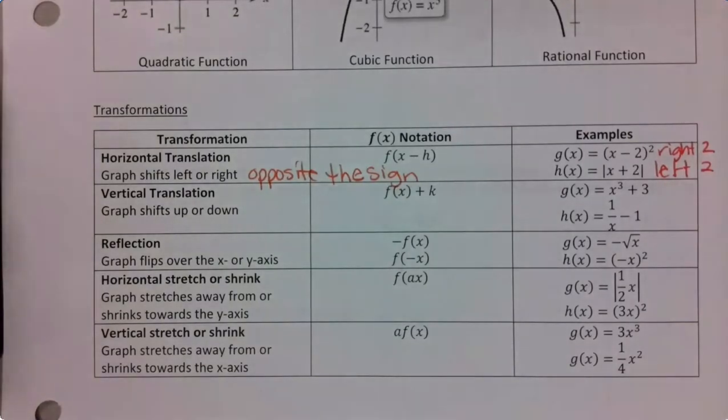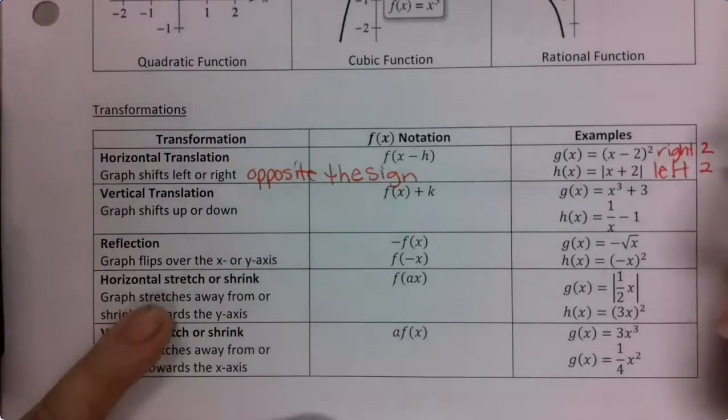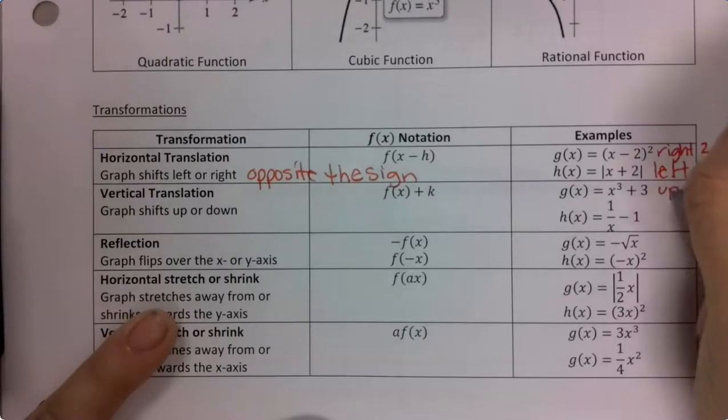Okay, questions on horizontal translations. So vertical translations go at the end of a function, and it shifts it up and down. If it is added at the end, it's moving up. And if it's subtracted at the end, it's going down.